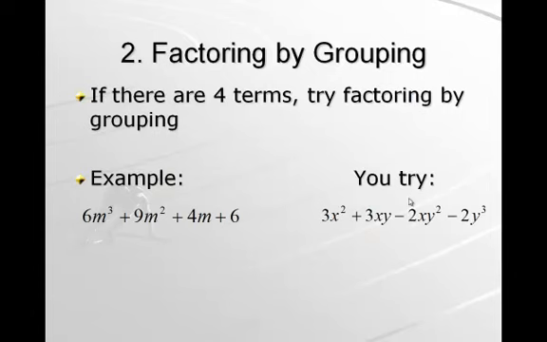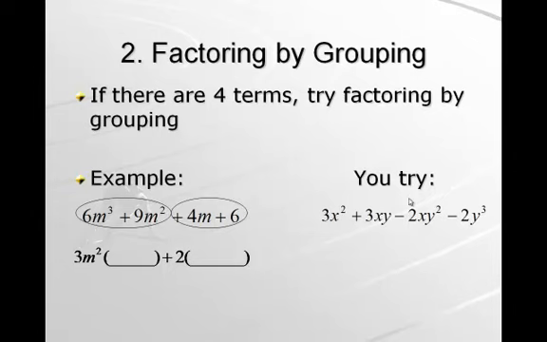Factoring by grouping. If your original polynomial has 4 terms, you want to try the grouping method, and this is how you do it. Group the first 2 terms together, and group the second 2 terms together. Now we're going to essentially do a greatest common factor problem twice in the same question. In our first set, the greatest common factor is 3m squared.